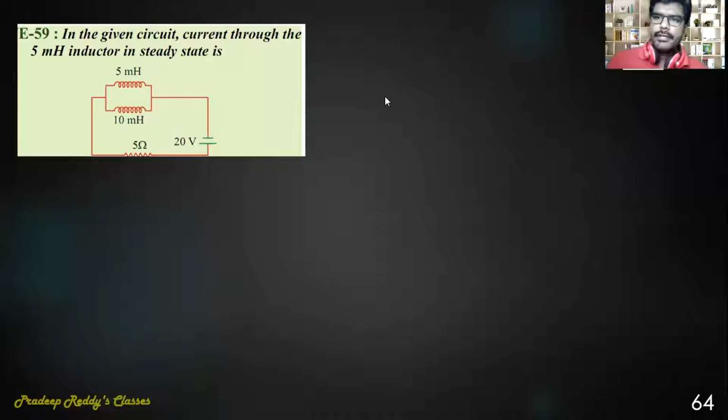In the last video lecture, we have discussed growth and decay of current in an inductor. You can use the concept of growth and decay of current in an inductor, and we can solve this problem easily. In this given circuit, you should calculate the current through the 5 millihenry inductor. You should find out the current in this inductor.